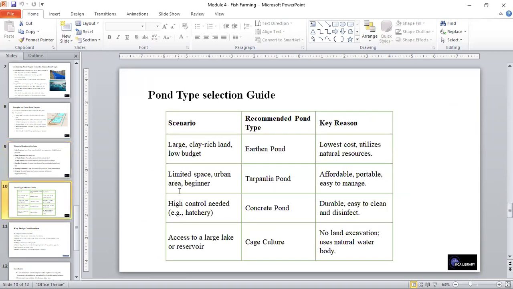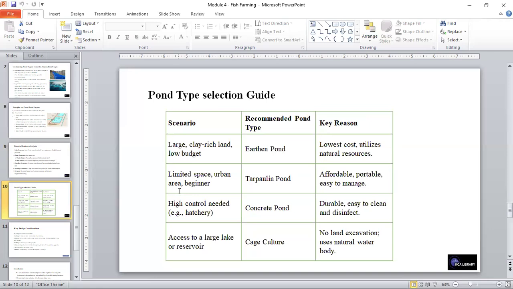Pond type selection guide. Let's say if you have a scenario of a large clay-rich land and low budget, an earthen pond is recommended because it has the lowest cost and utilizes natural resources. In case there is limited space for an urban area or you are a beginner, it is recommended that you have a tarpaulin pond. Reason because it is affordable, portable, and easy to manage.